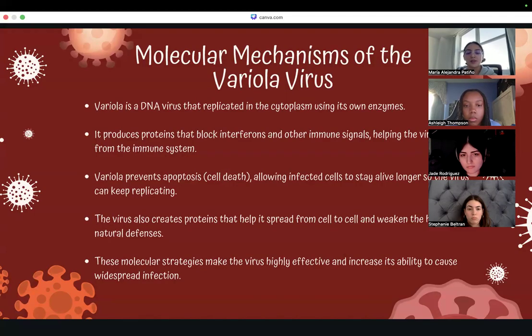to the virus making proteins that block the immune system, which helps the virus hide. It also helps stop cell death. So basically, infected cells stay alive longer, which gives the virus more time to make copies. Also, this virus makes proteins that help it move from one cell to another. These actions make the virus strong and help it spread fast.